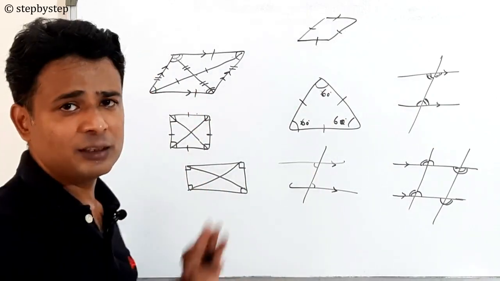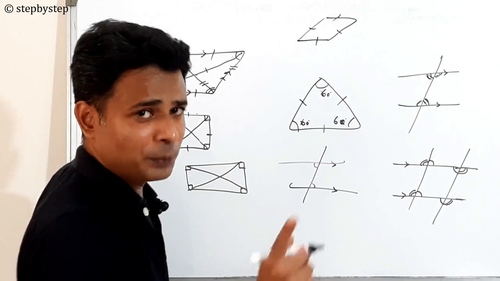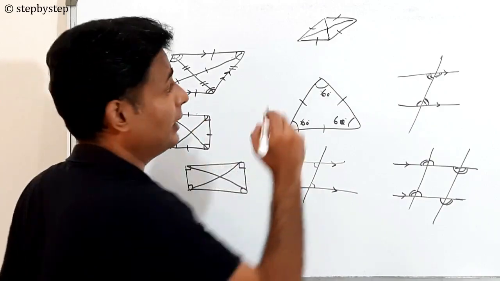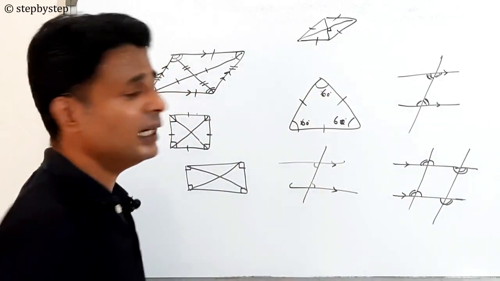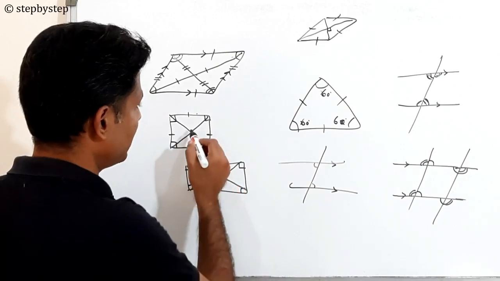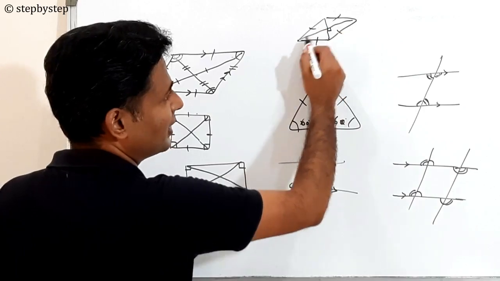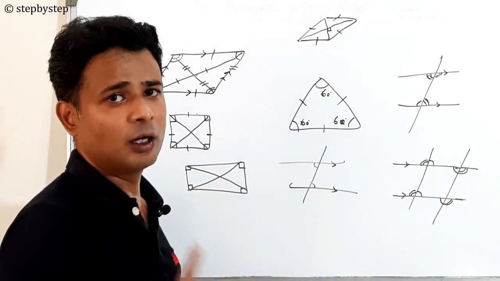It has all the properties of a parallelogram. Then one more special thing about a rhombus is diagonals bisect each other and they bisect each other at 90 degrees. Remember that. In these other parallelograms, they are not bisecting each other at 90 degrees. If they bisect each other at 90 degrees, it means it is a rhombus.